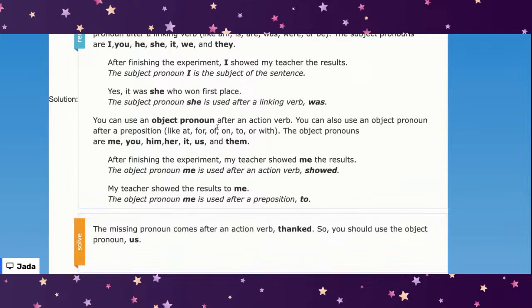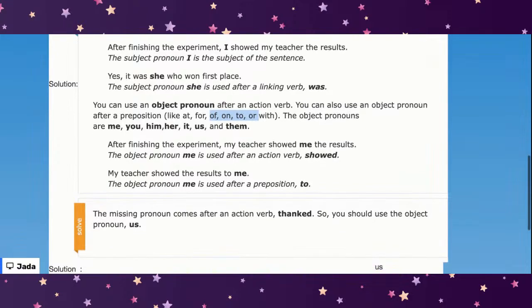You can use an object pronoun after an action verb. So usually object pronouns are used after an action verb. You can also use an object pronoun after a preposition like at, for, of, on, to, or with. The object pronouns are me, you, him, her, it, us, and them. These are the very basic object pronouns that we have.